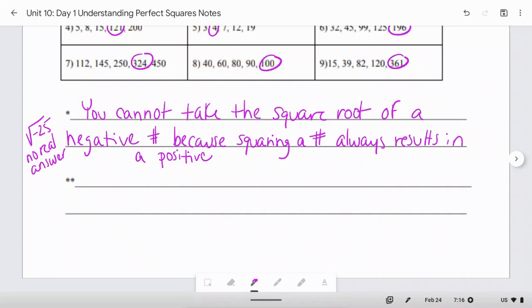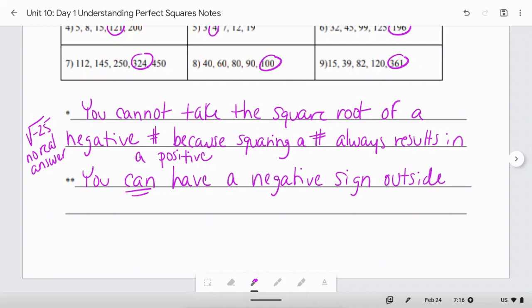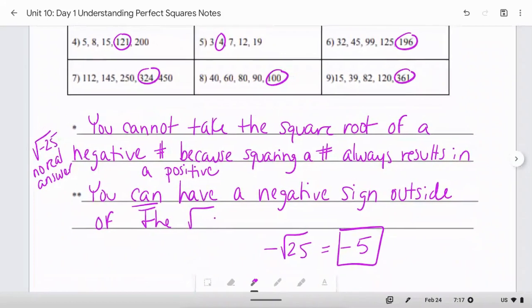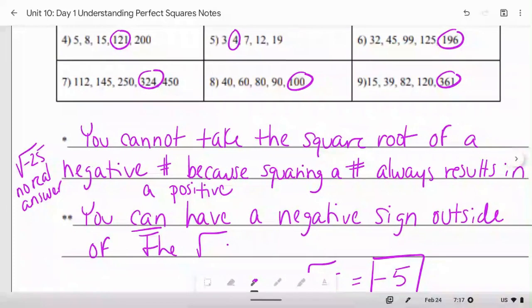The second thing you need to keep in mind is that you can have a negative sign outside of the square root. So if, for example, you have the negative square root of 25, the square root of 25 would just be 5, and then you would just put that negative sign in front. So that one is possible, but if the negative sign is underneath the square root, then it would be no real solution.